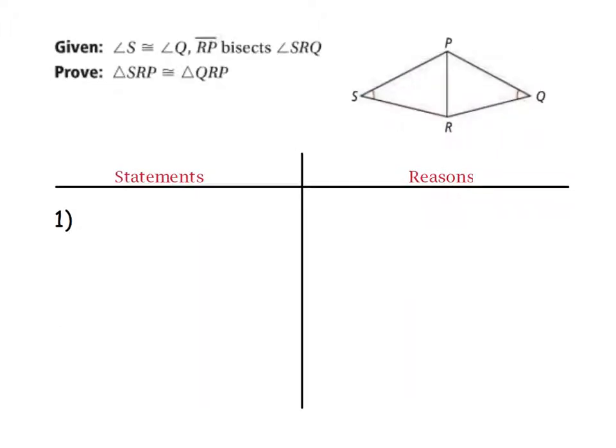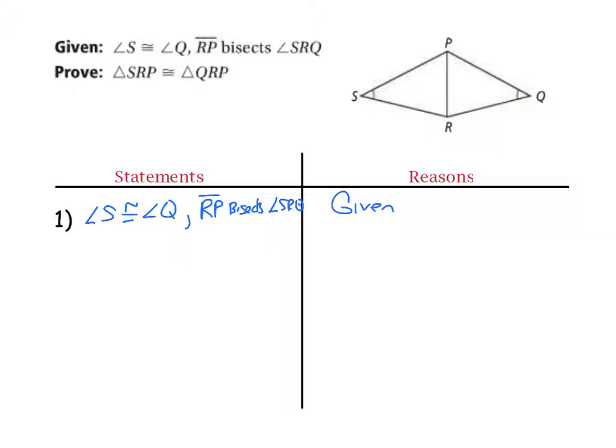All right, here's our next proof. We're on our own here, it looks like. So at the very beginning, I'm going to go ahead and stick in all of my given information. Angle S is congruent to angle Q. That's already marked in the picture. I'm going to go ahead and throw all this stuff in here. RP bisects angle SRQ. That's a given.